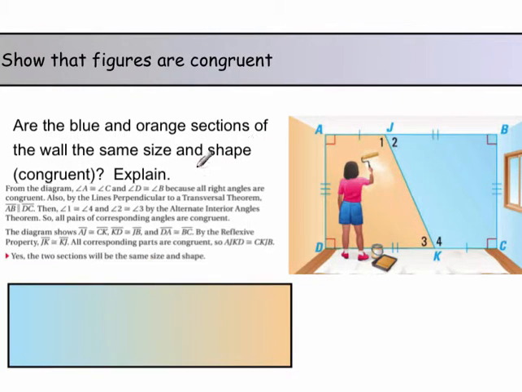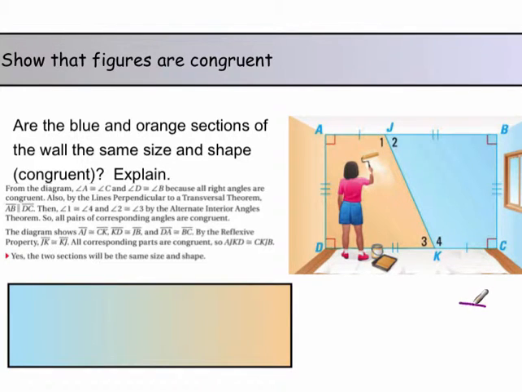So it says, from the diagram, angle C and angle A are congruent, okay? Which makes sense because those are both right angles. D and B are also congruent because they are right angles. Also, by the lines perpendicular to a transversal theorem, they're saying that AB is parallel to DC, okay?